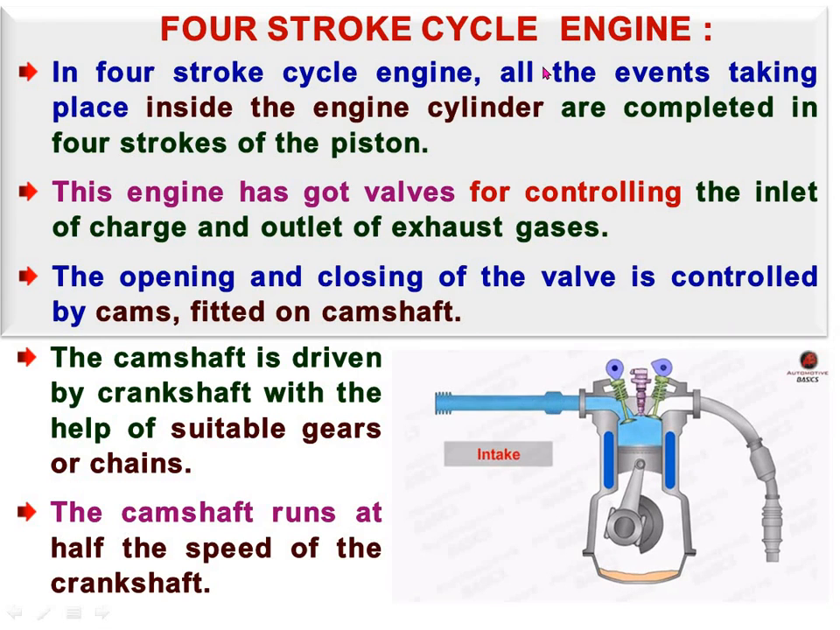Now we will see the four-stroke engine cycle. In the four-stroke engine cycle, all the events that take place inside the engine cylinder are completed in four strokes of the piston. Means, in the cylinder, the piston travels four strokes. These four strokes complete the entire four-stroke engine cycle. That's why it is called a four-stroke engine.